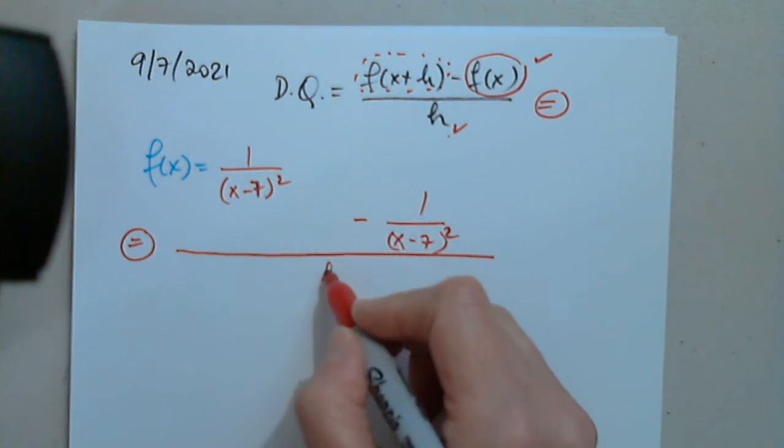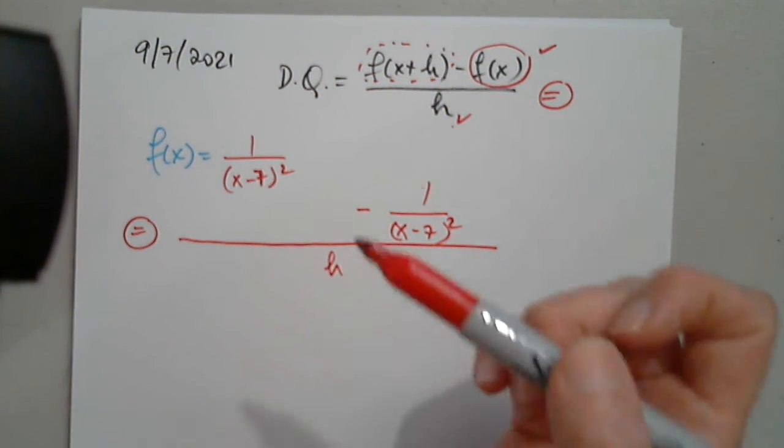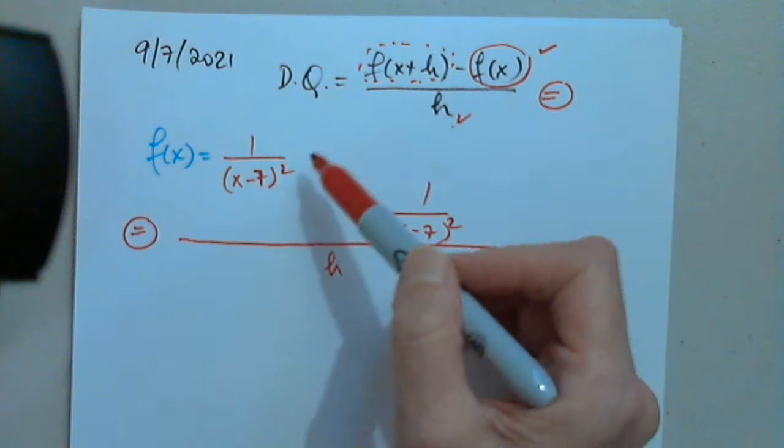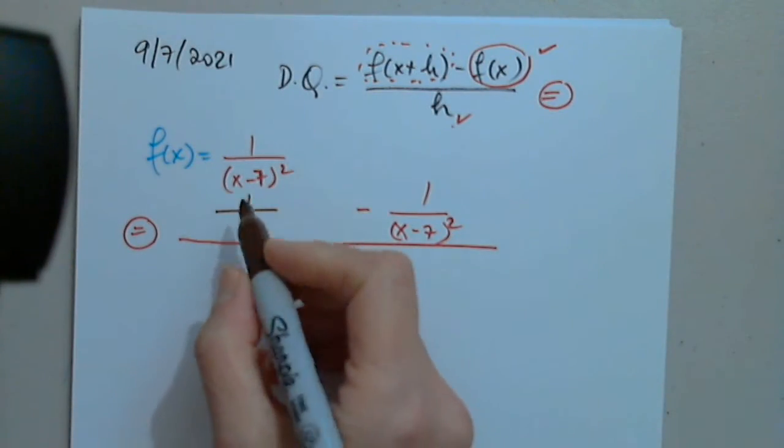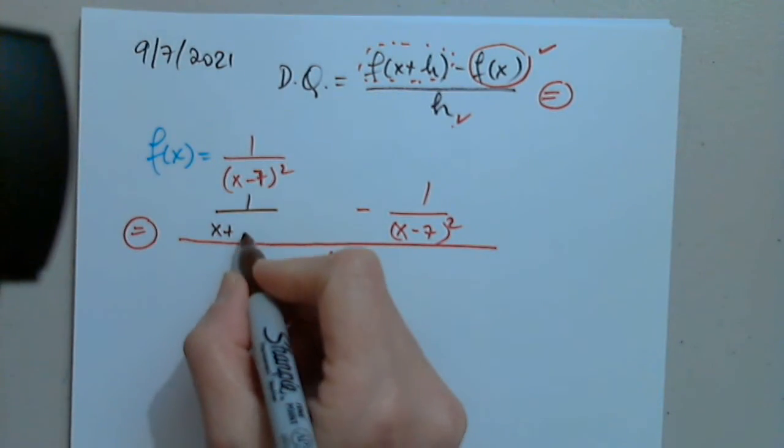divided by h. And can anyone give us f of x plus h for this function? How will I write it? It would be 1 over x plus h minus 7 squared. Great job. Who was that? Natalie. Thank you very much.